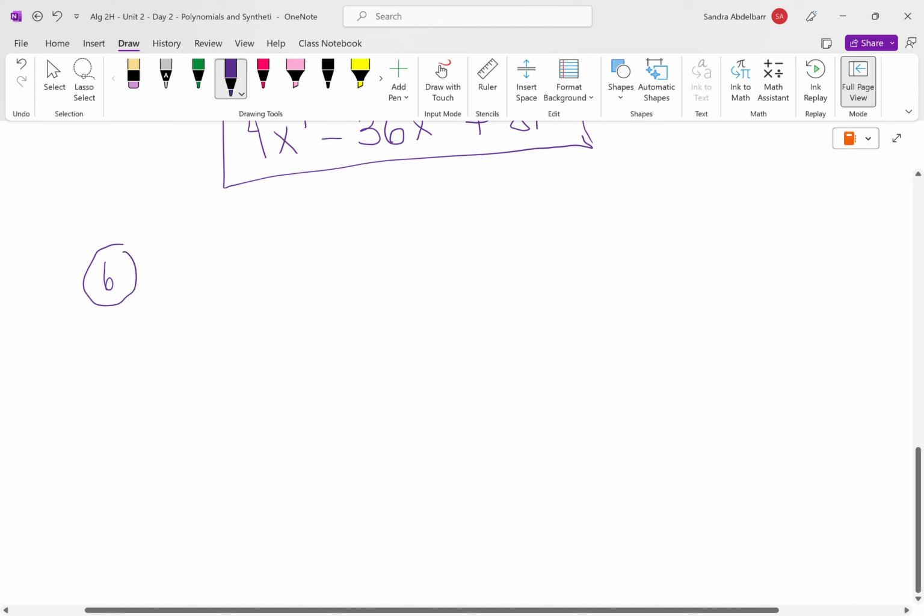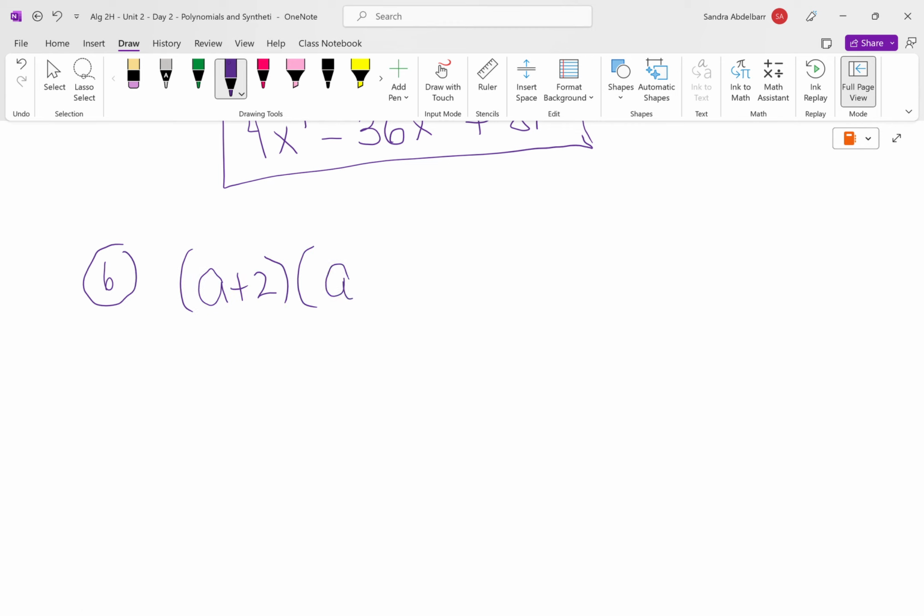Okay, what about this? A plus 2 times A plus B plus 1. So in this scenario, you can't FOIL, right? Because it's not a binomial times a binomial. So your only option is, I guess, triple distribute.